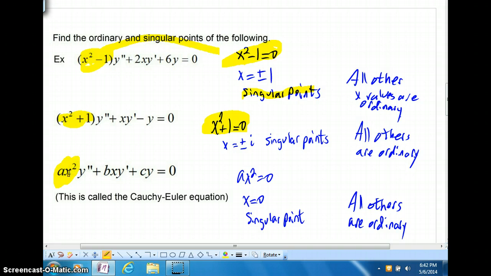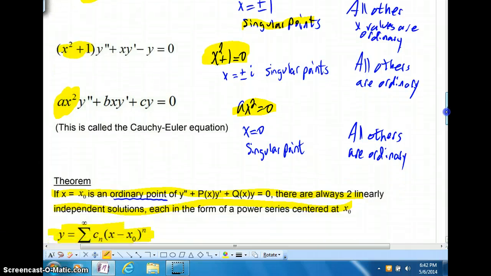Ax squared is our lead coefficient. Set that equal to 0 and solve. You'd get x equals 0. That's your only singular point. All others are ordinary points.